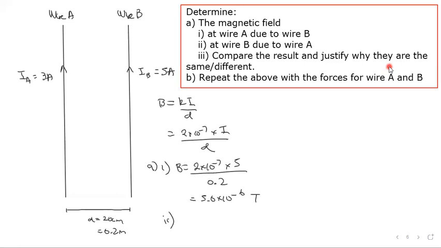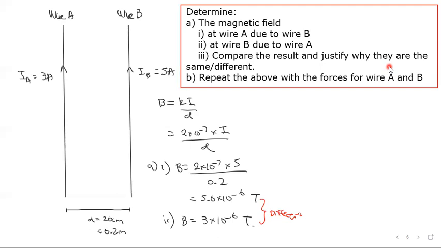Now the second one, we'll just quickly do this. So what has changed? Well, the only thing that has changed is the current, I guess. Nothing else has changed. So you still have 2 times 10 to the negative 7 times I, in this case 3, divided by 0.2. And this now gives you 3 times 10 to the negative 6.